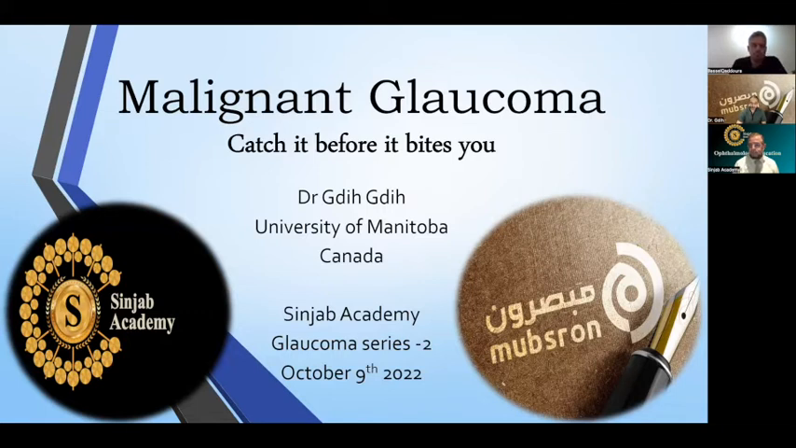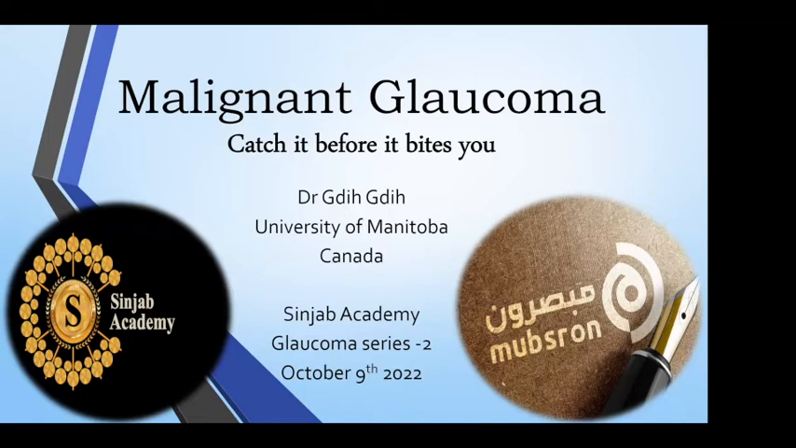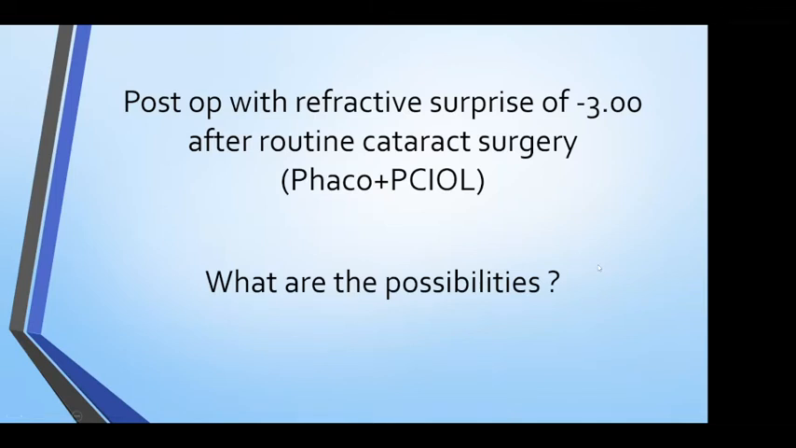So I would like to start the lecture with just a question to the audience. You have a post-refractive error or refractive surprise after routine cataract surgery with phacoemulsification and posterior chamber intraocular lens implant. What are the possibilities? So let's just see how many causes we know of this. What could have happened here?